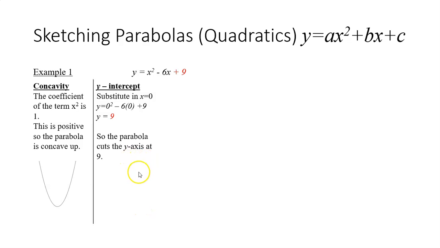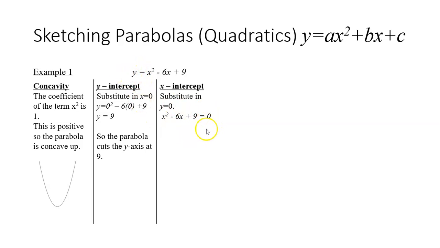So we now know that the parabola cuts the y-axis at 9. The next thing is we'll have a look at trying to find the x-intercepts. To do that, we need to substitute in y equals 0 into the equation. So wherever the y is, replace it with 0, and what we're going to get is x squared minus 6x plus 9 equals 0. Now you'll notice that I've got my equals 0 on the end instead of at the front. It doesn't matter.